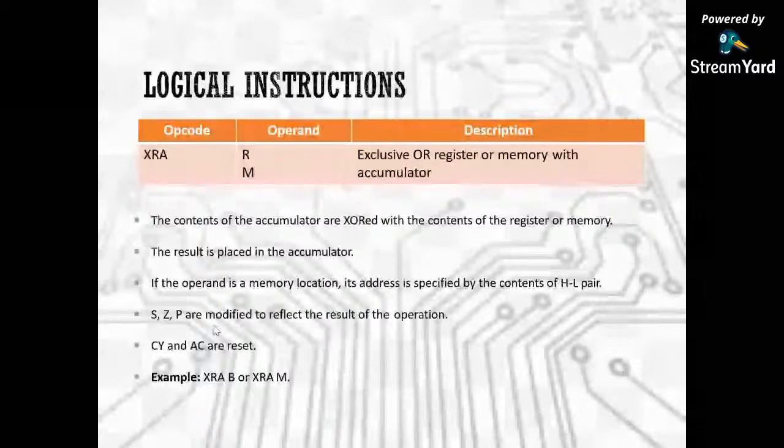We have exclusive OR memory with the accumulator, XRA. So CY and AC are reset. XRI B or XRI M, for example. It is the same, the result is placed in the accumulator.